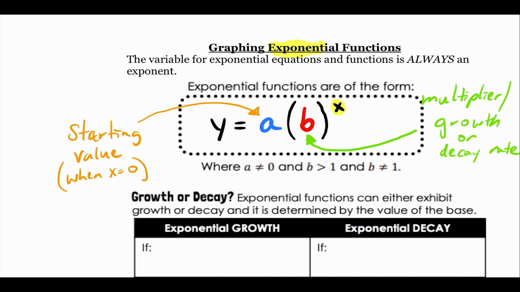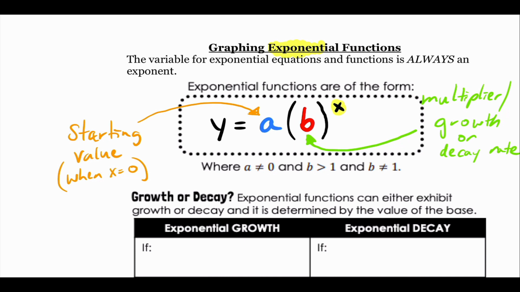And then it's got two parts, a and b. A is what we call the starting value. So when x is 0, that's what y is. It's the starting value. When x is 0, y is whatever a is. Also known as the y-intercept. It's also the y-intercept as well.